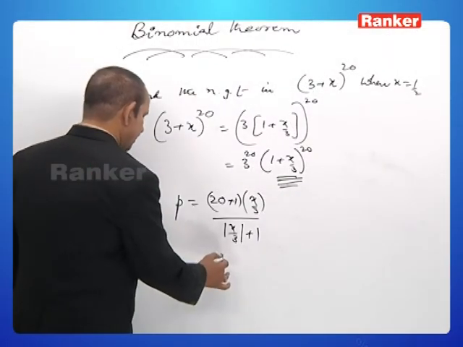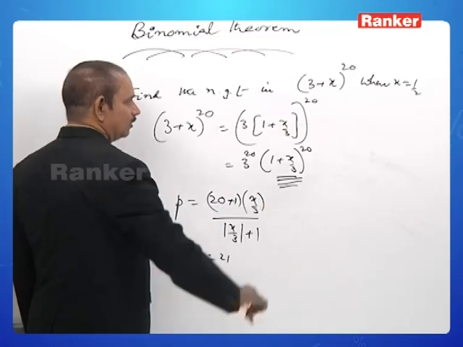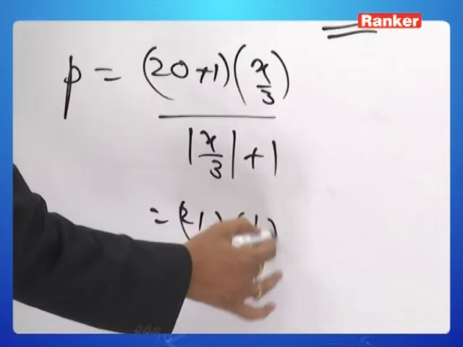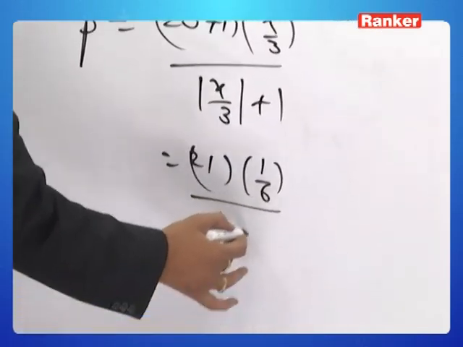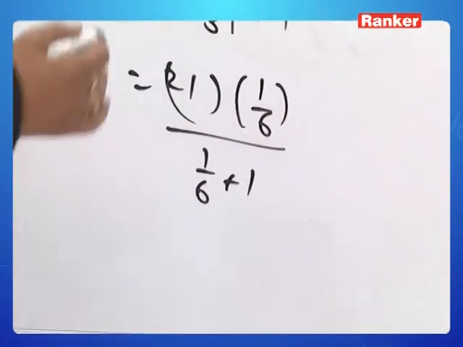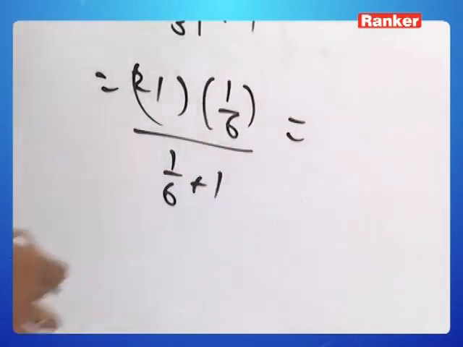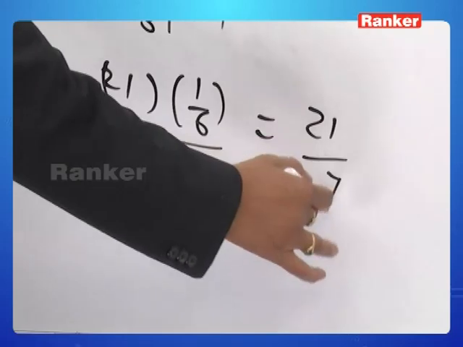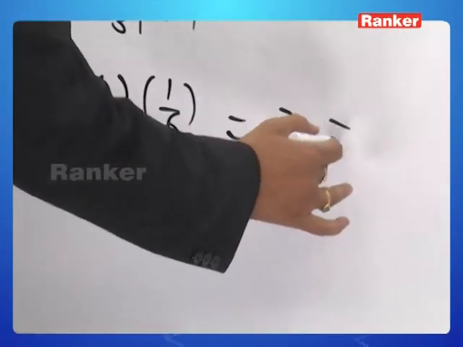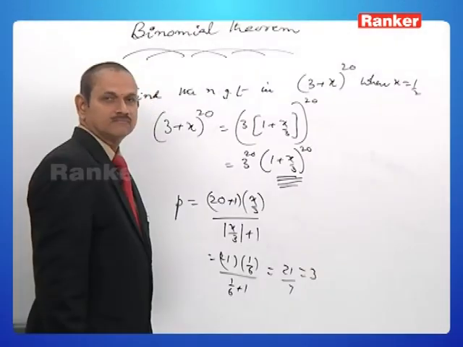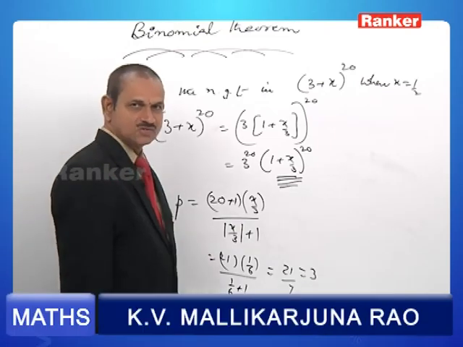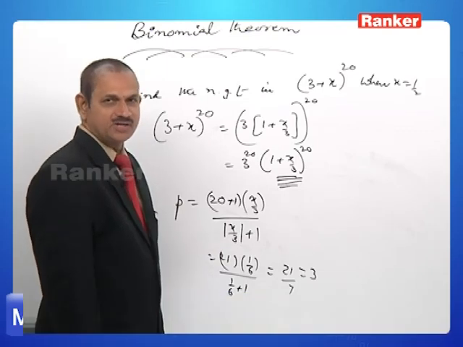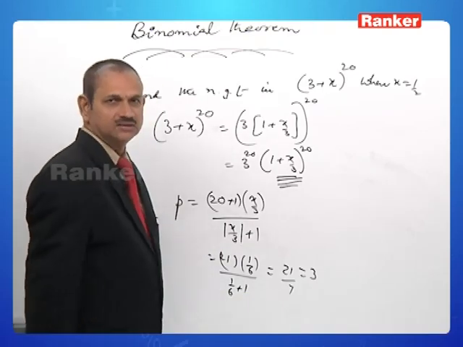This is equal to 21 into, what is x? 1 by 2. X by 3, 1 by 6 by 1 by 6 plus 1. Multiply with 6 on both numerator and denominator. What do you have? 21 by 1 plus 6, it is 7. 21 by 7 is of course 3. Happy. Again we have the value of p as an integer.